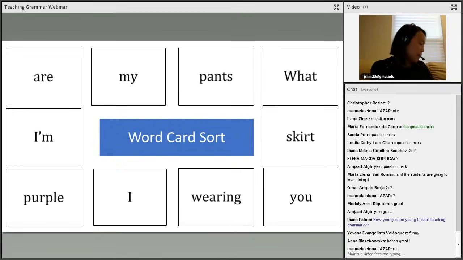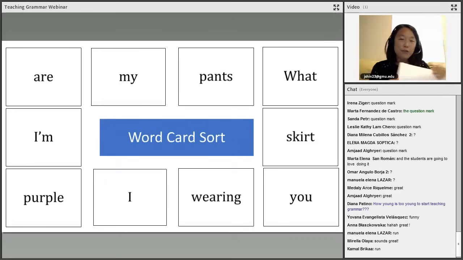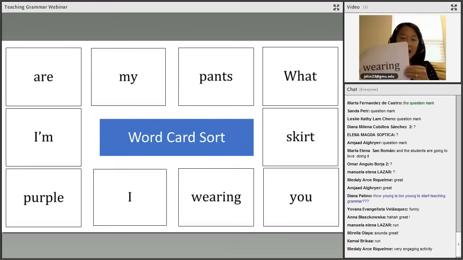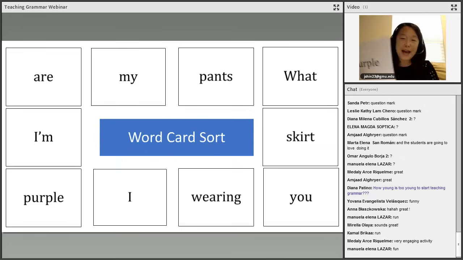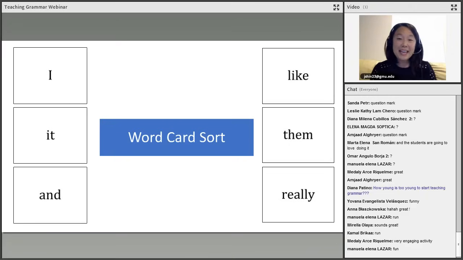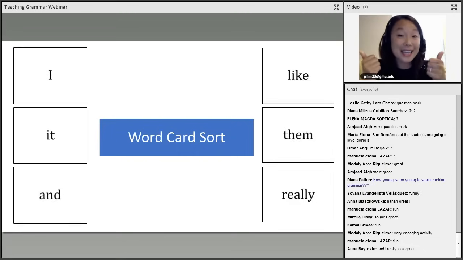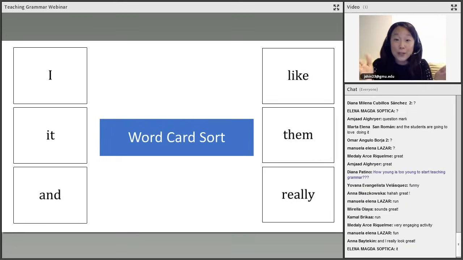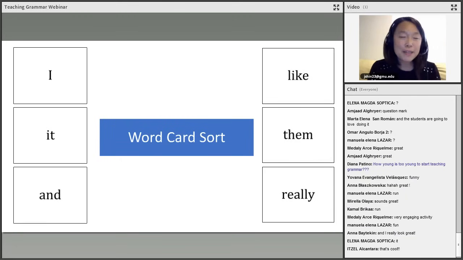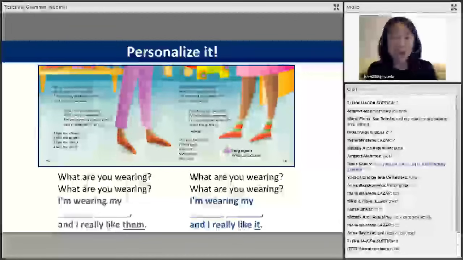Then you can give students the other word cards, maybe another group, so that they can make the sentence, I'm wearing my purple pants and I really like them. So the word cards have "and I really like them." Why? Because it's pants and you want to make sure they say "I really like them." Because maybe you're wearing a black shirt, that means "and I really like it." So you have students play this word card game, they have to show the right card. It helps them to learn the grammar.